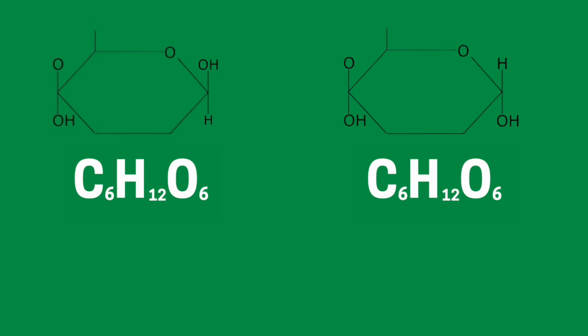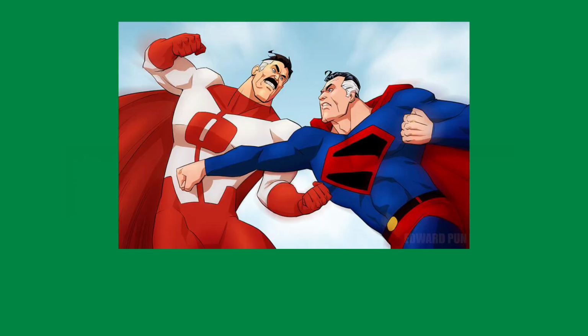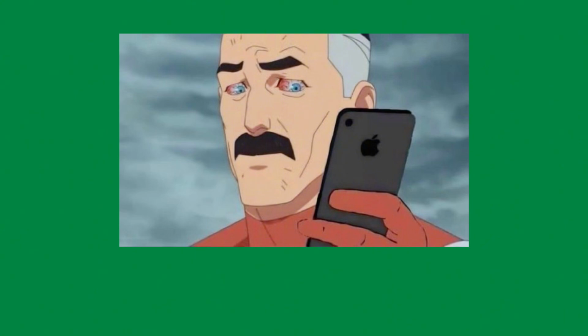They actually have the same molecular formula, right? They have 6 carbons, 12 hydrogens, and 6 oxygens. It doesn't matter where the hydrogen is positioned, they still both have the same molecular formula. And if I was to hide them, you wouldn't be able to tell me which one's which. We call this an isomer. They're essentially different versions of each other with a slightly differently arranged structure.